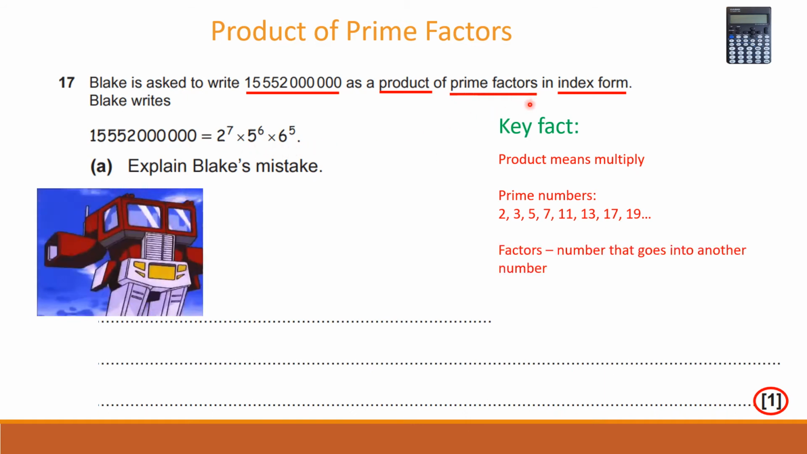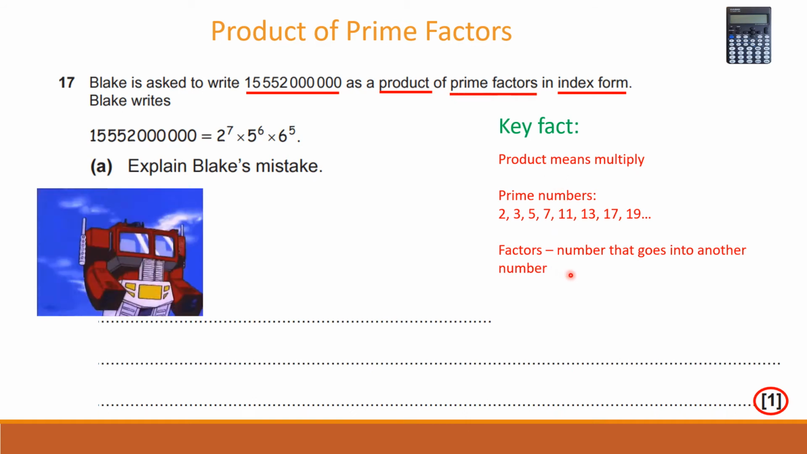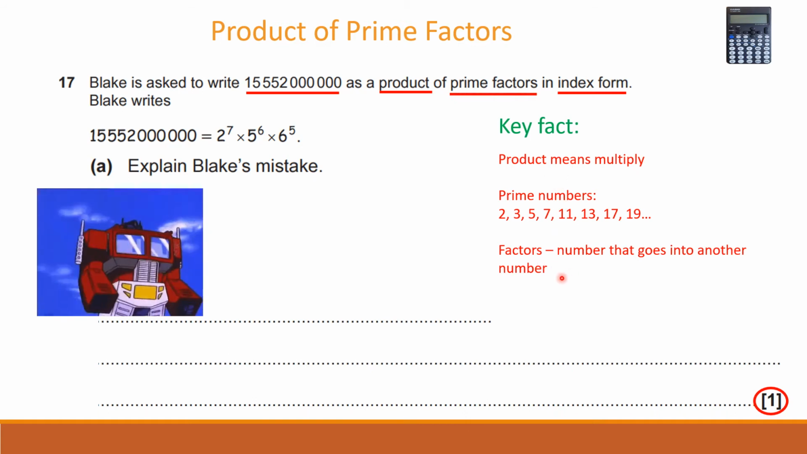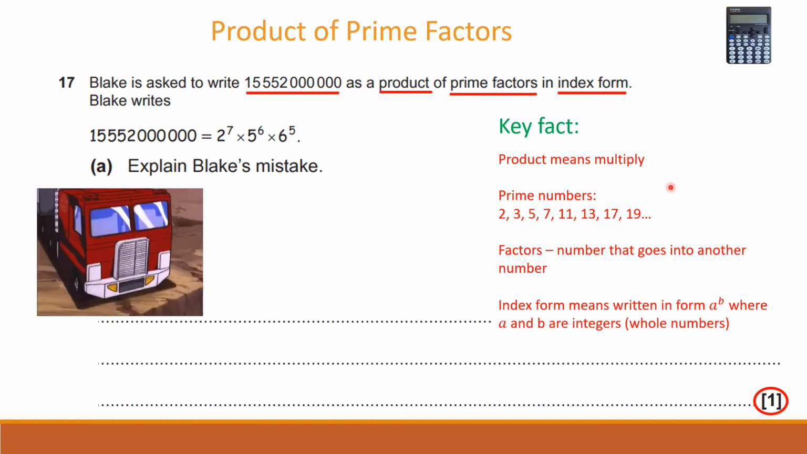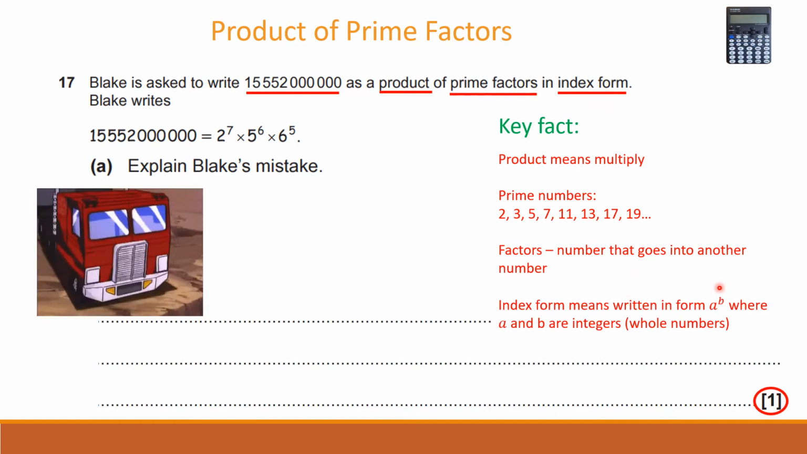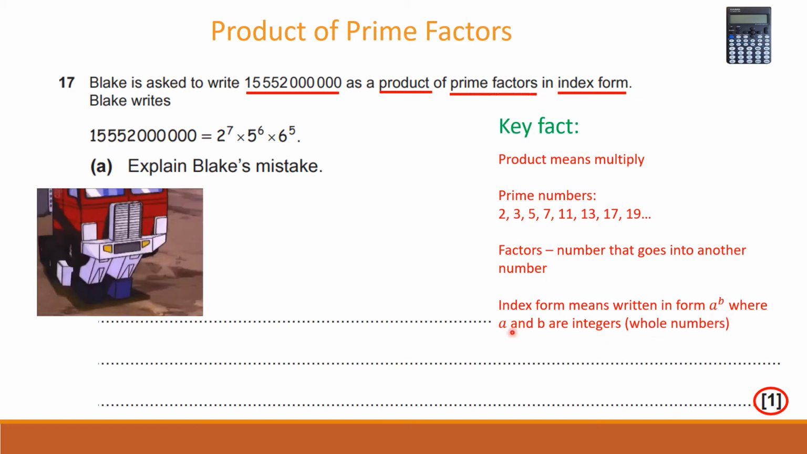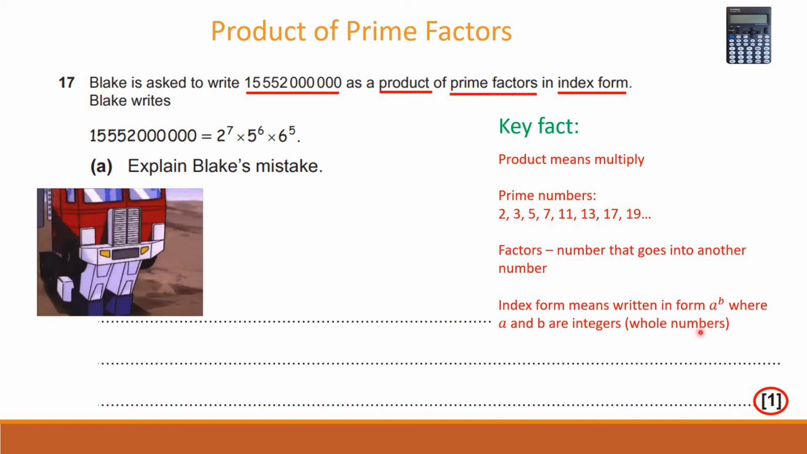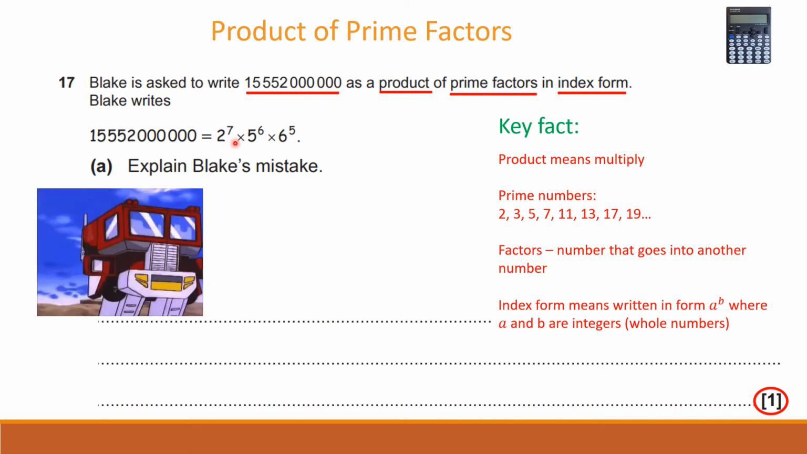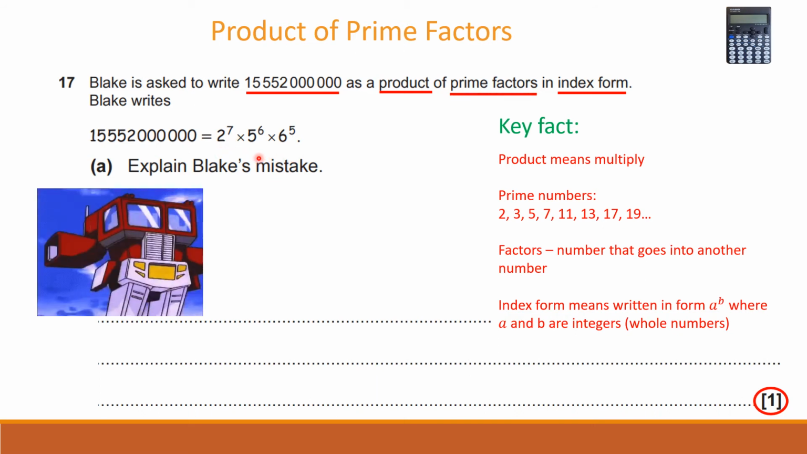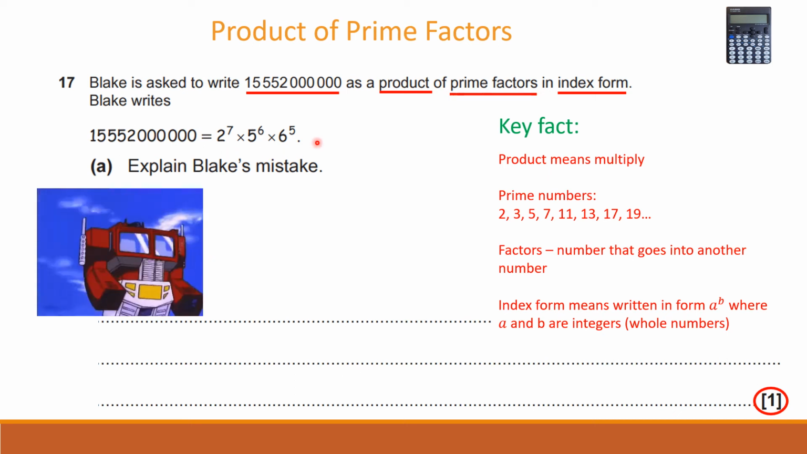Factors, these are numbers that go into another number. So for example, 10 goes into 20, so 10 is a factor of 20. Index form, this is when you write one number as a power of another. So for example, I've got a to the power of b, where a and b are both integers, and this means whole numbers. So you can look here, 2 to the power of 7 is written in index form. So basically this answer here is written in index form.